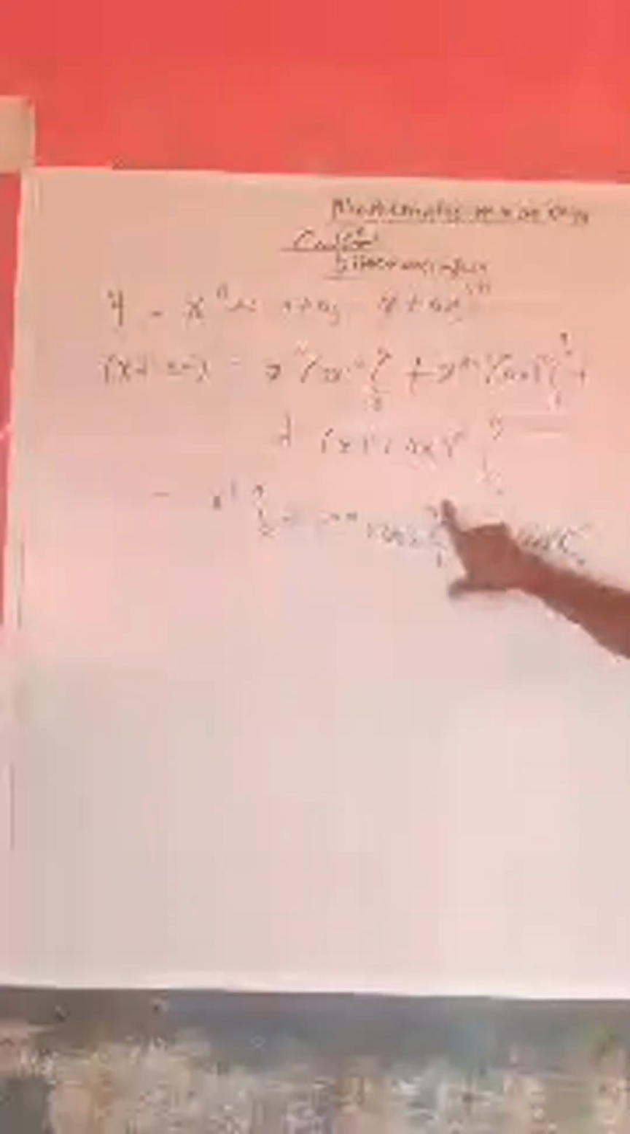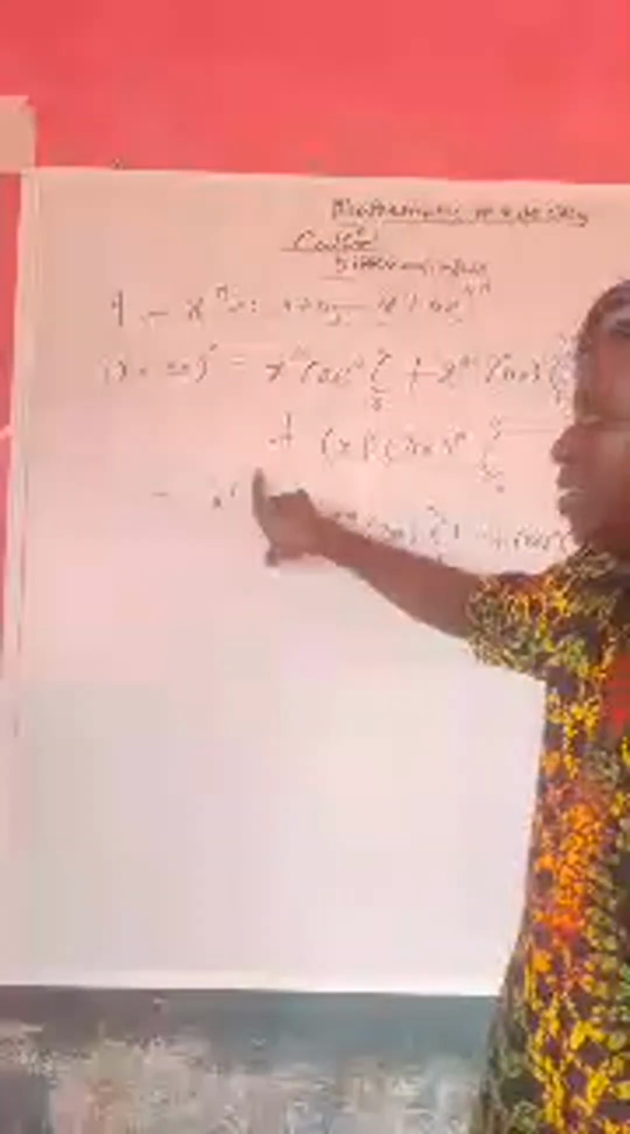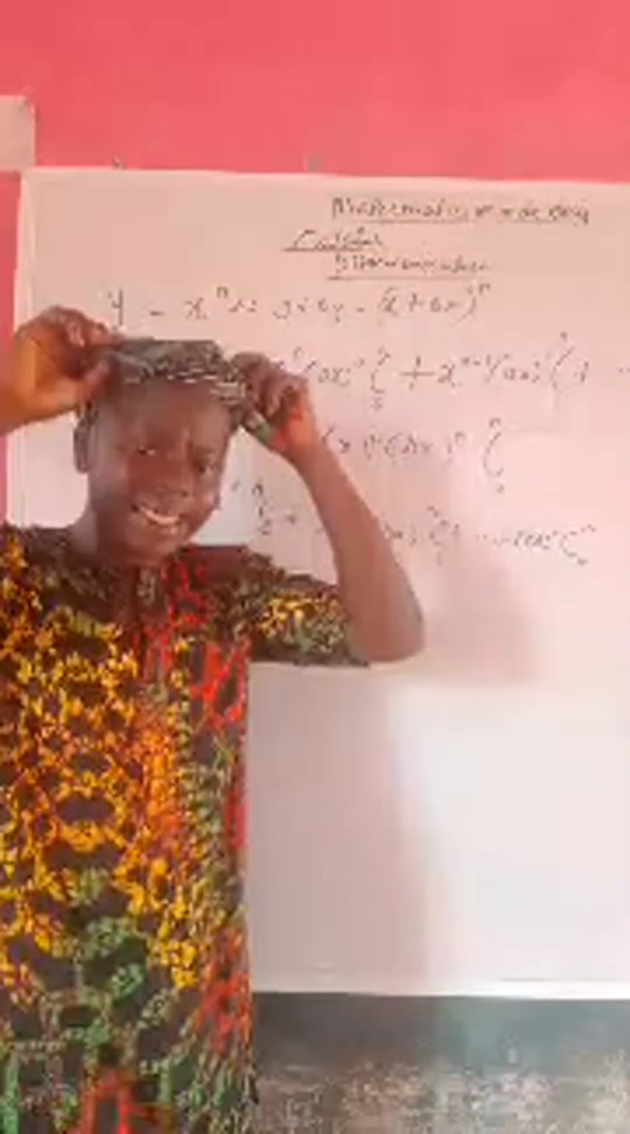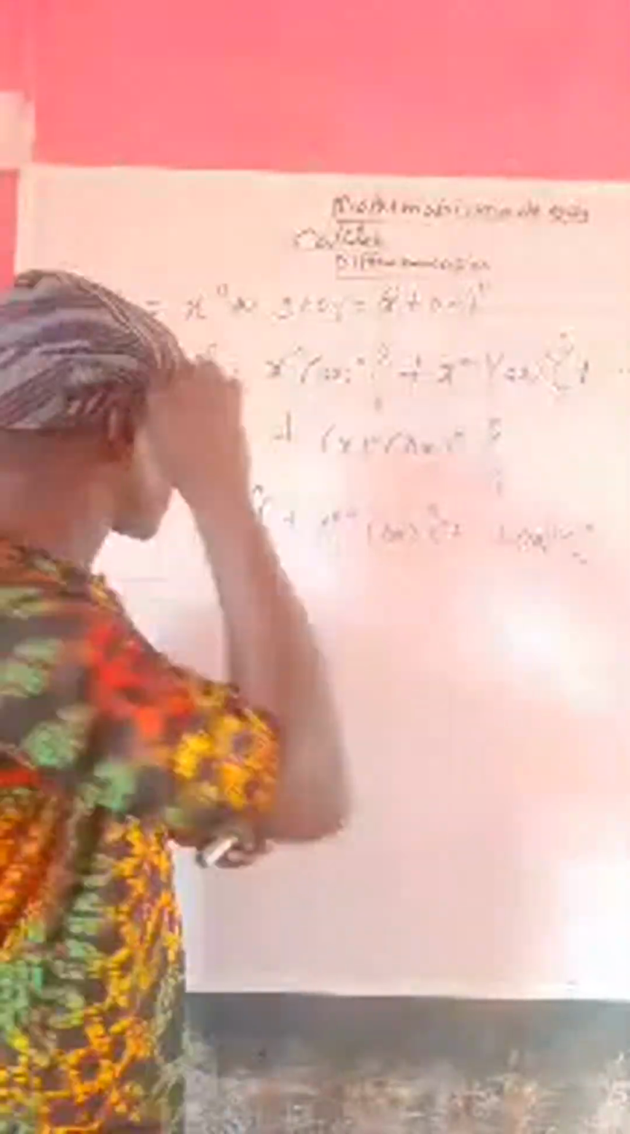Good. So the next thing you are going to do is to find these coefficients. You have n combination 0, you have n combination 1, you have n combination n. How do you find those coefficients? That is the next thing we want to do now. Okay, now let's do that.